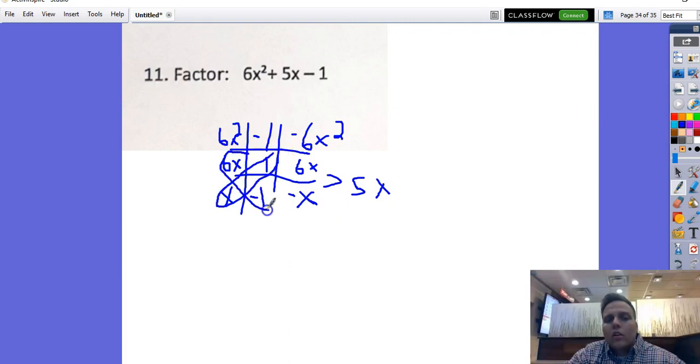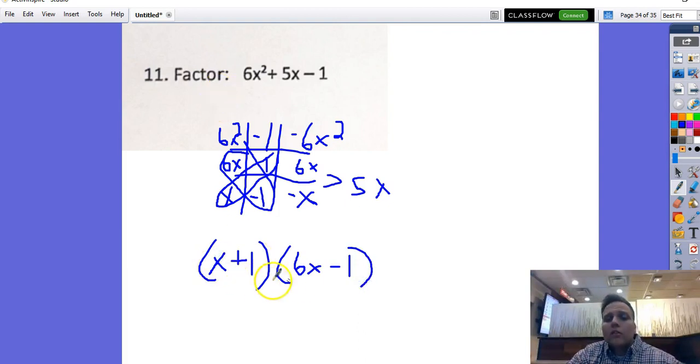Now, we always go across. So we're going to get x plus 1 times 6x minus 1. Okay, and it just says factor. We don't have to set these equal to 0 because it doesn't tell us to do that on this problem. Now, if it asks you to find the x-intercepts, then yeah, you'd want to set it equal to 0 and solve for each x in each parenthesis.